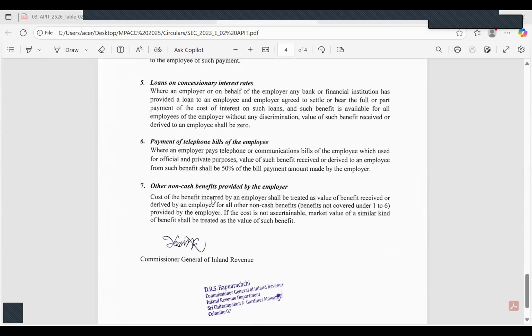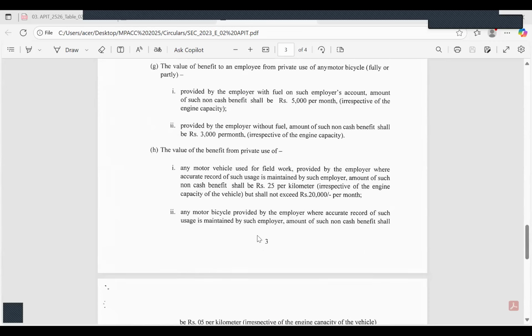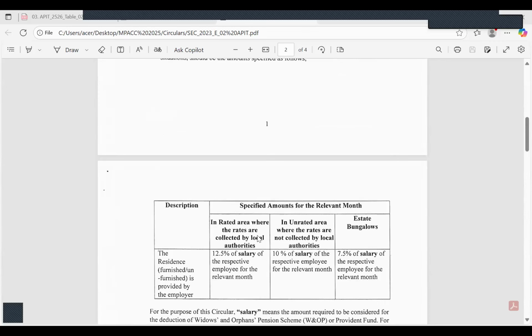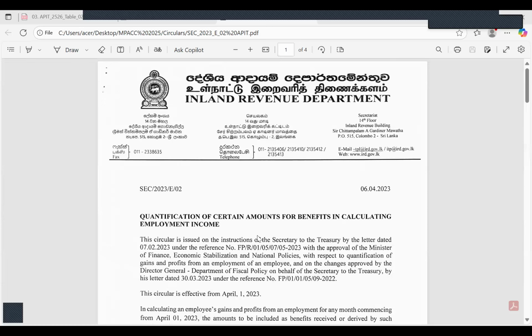Other non-cash benefits provided by the employer: the cost of the benefit incurred by the employer shall be treated as the value of the benefit received or derived. That means all others are considered under market value. If we are receiving some benefit from our employer, and if that kind of benefit is not provided under these categories, the market value of that benefit should be considered as a benefit. So these are the benefits we have to consider when we are calculating employment income.